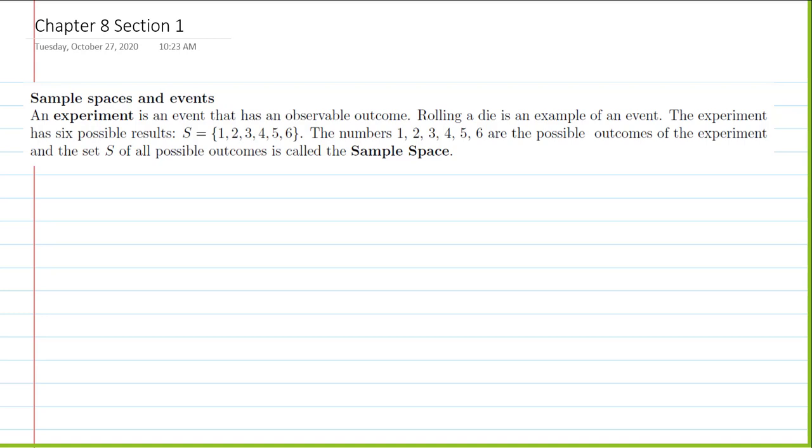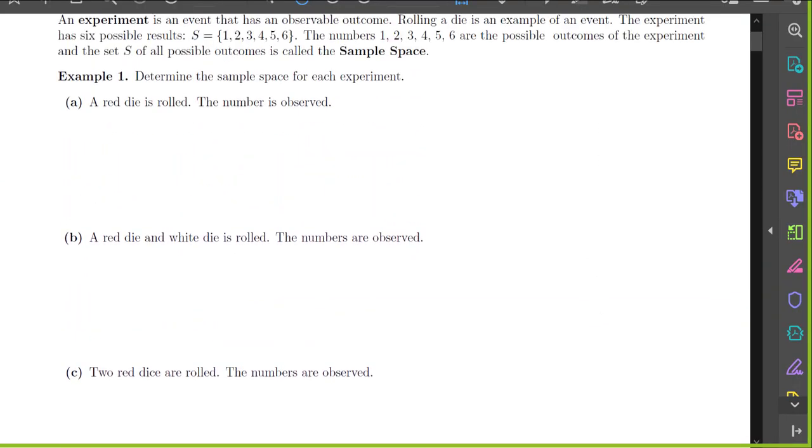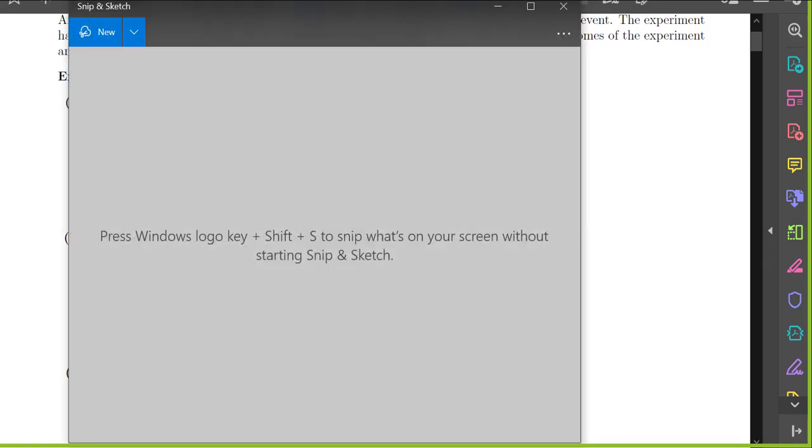The numbers 1 through 6 are the possible outcomes of the experiment, and the set of all possible outcomes is called the sample space. So an experiment is just any event that's observable, and we want to talk about the sample space, which is the set of all possible outcomes for whatever that experiment is. So let's take a look at our first example.